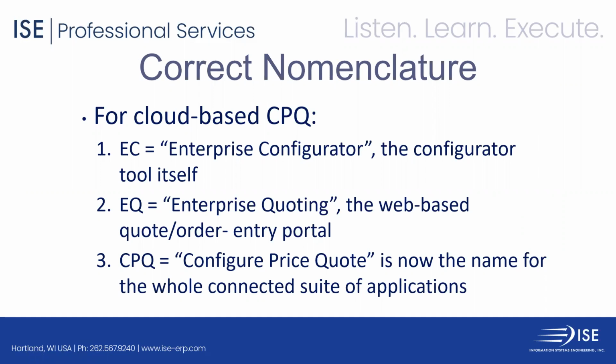There's also Enterprise Quoting, which is a web-based cloud-hosted quote order entry portal. It's analogous to the sales portal, or of course, XA for decades has had the web portal ComNet, and of course, now you have ComNet 2. So that's what EQ is. That's part of the CPQ suite. So CPQ is now the name for that whole connected suite of applications. It's no longer just the configurator itself when you're talking in the cloud. Now, this nomenclature applies specifically to CPQ cloud.